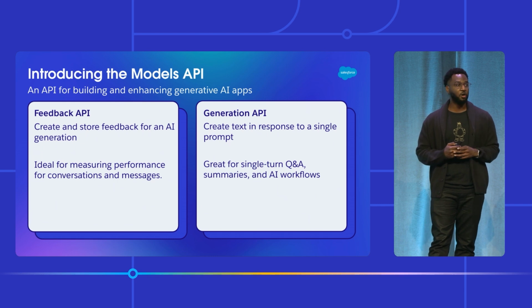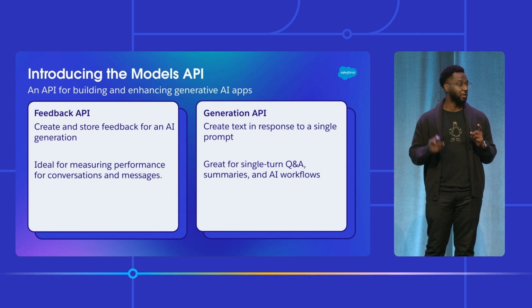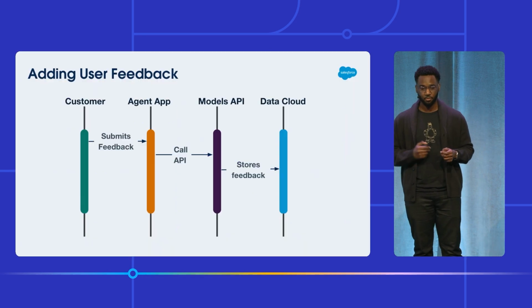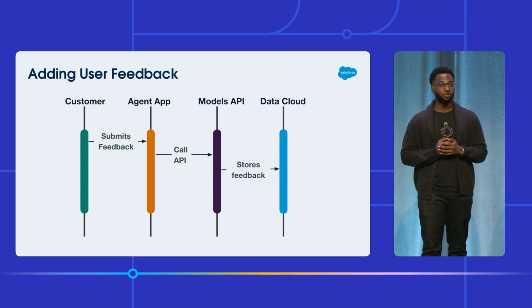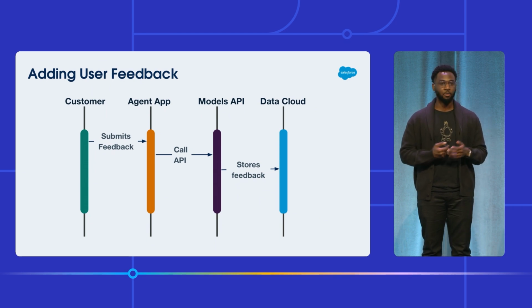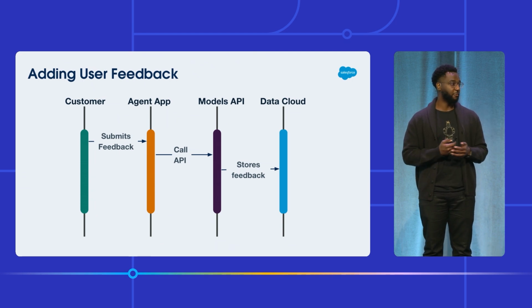But we're going to start off by talking about feedback, because if you have to pick only one of these 2 things, you should be collecting feedback on your agents. Now, the approach to adding feedback is pretty straightforward. Here's the story. Your customer is going to be interacting with your agents, and at either a message level or at the end of a conversation, they're going to want to submit feedback.